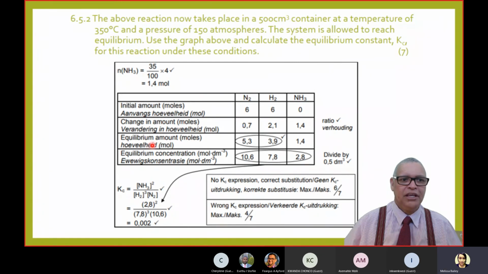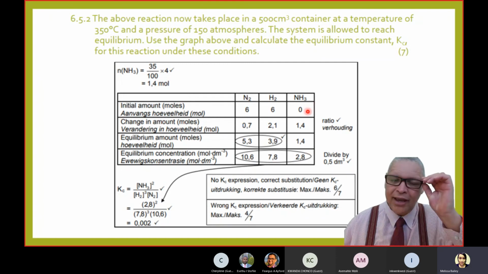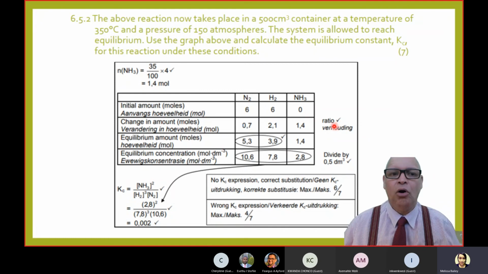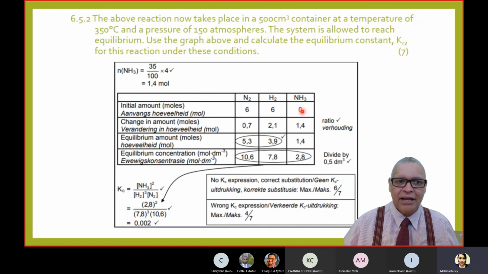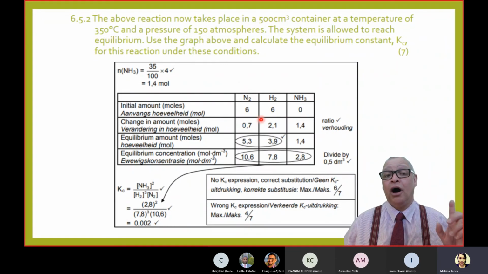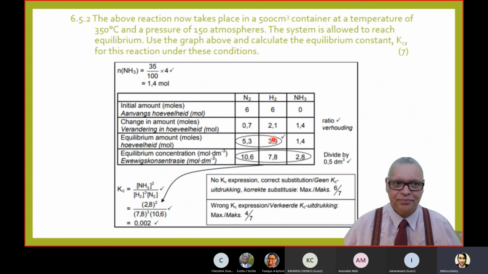Then, if we look at the equilibrium number of moles, we were told 1.4. There we have that 1.4 there. So we know at the start there was no ammonia there. So obviously, according to the mole ratio concept, that would give 1,4 right there. And if you use the mole ratio for these, you'll have this being 0,7 and this is 2,1, based on the 1-3-2 principle. That's the mole ratio of the Haber process for the balanced chemical equation.